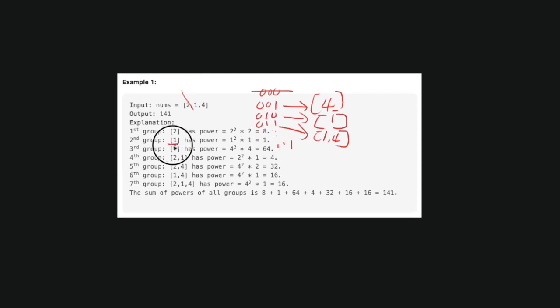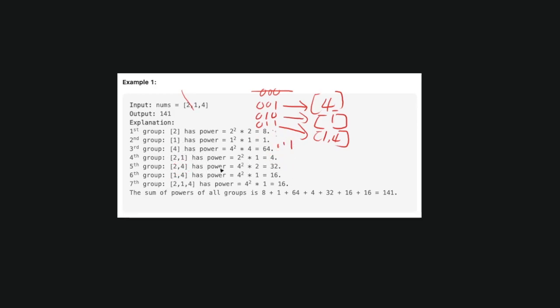And the second group is 1. 1 is the maximum and also the minimum. That's why the answer is 1 to the power of 3, which is also 1. And 4 is also the maximum and also the minimum. That's why we return 64, because it is 4 to the power of 3. And 2, 1: the maximum here is 2, so 2 squared, and the minimum here is 1, so you just times 1, so that's why it's just 4.